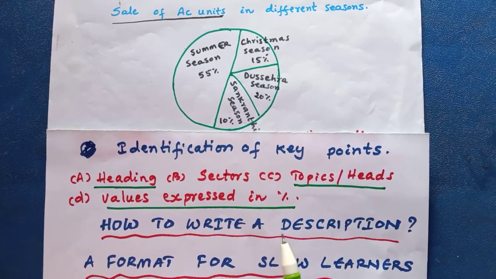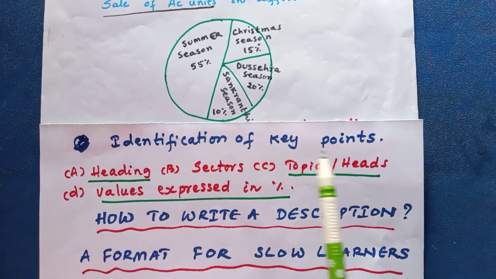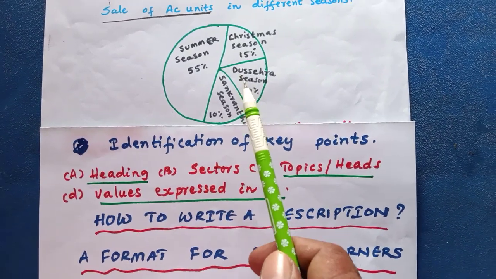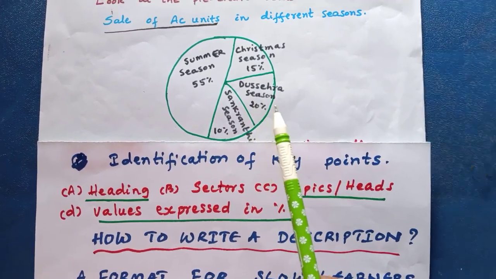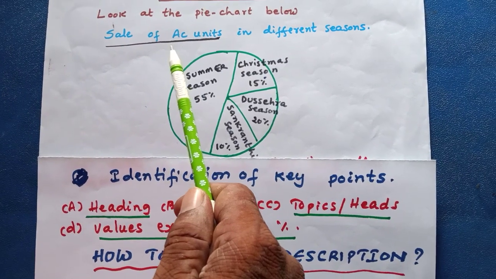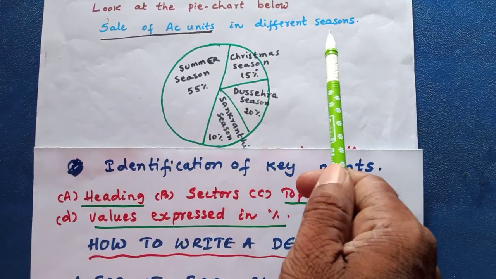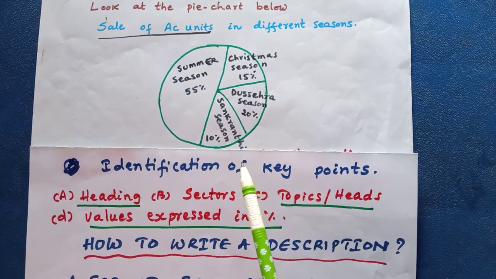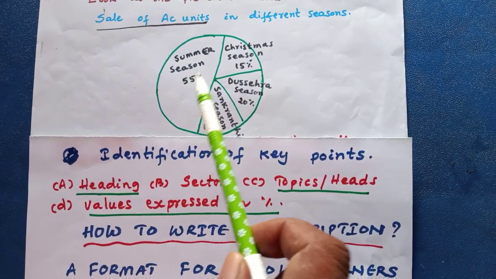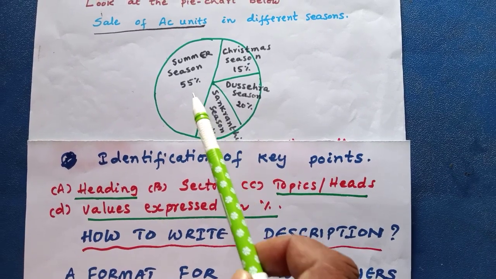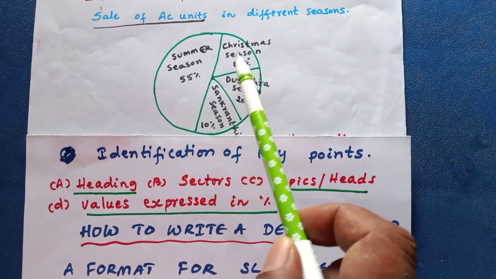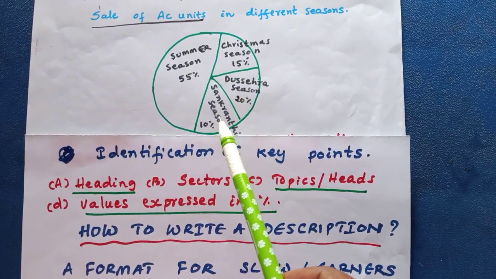First, we have to help the children identify the key points of the diagram. The key point of the diagram is the heading. Heading is this one, sale of AC units in different seasons. And next, sectors of the diagram. The parts of this pie diagram are called sectors. This is one sector, this is one sector, this is one sector, this is one sector.